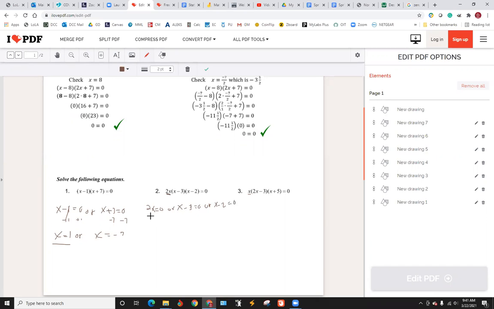All right, so this one right here, it doesn't matter how many x's you got, but if it's set equal to 0, it's going to be 0, because anything divided by 0, or 0 divided by anything, is 0. This is a +3.